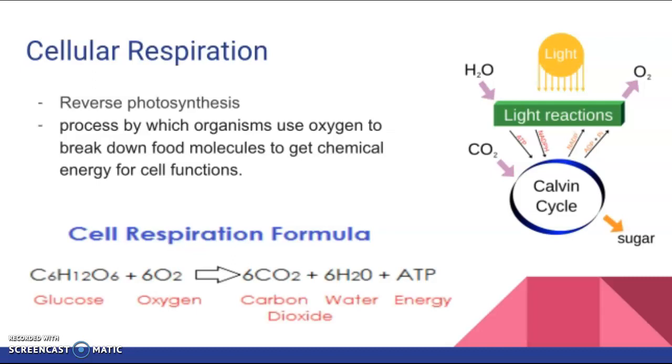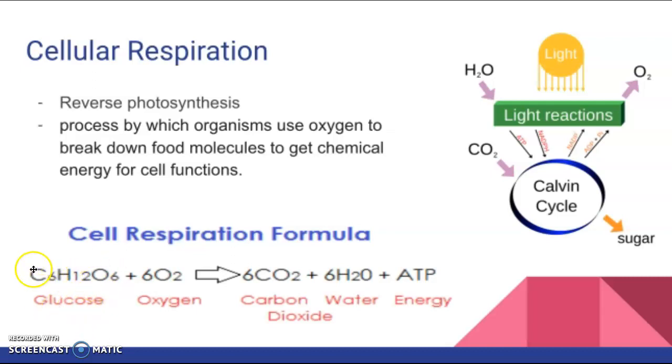Cellular respiration. This is another, we can sort of say that it's like reverse photosynthesis. Instead of what the plants are doing, it is actually what the animal cells are doing. So, animal cells take in oxygen, they take in food, they break it down in a chemical reaction, and they give off carbon dioxide, water, and ATP, which is a type of energy that living organisms can use.